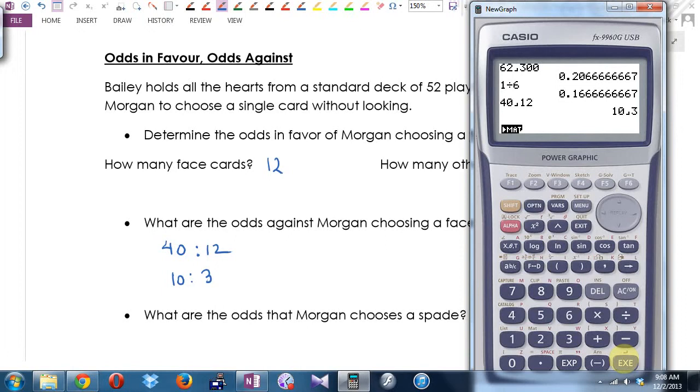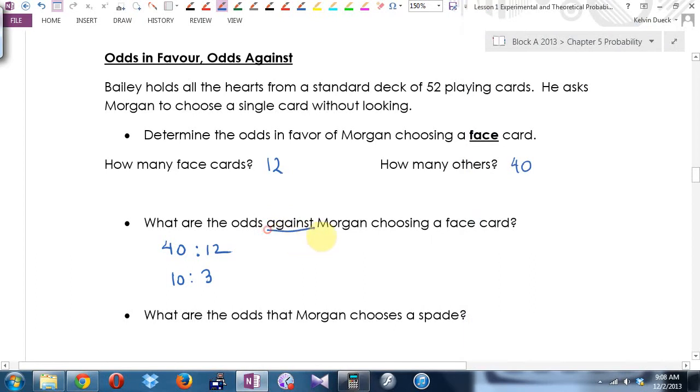Now, Mr. Dueck, wait a minute. I thought you said answers couldn't be bigger than 1. 10 over 3 is bigger than 1. This is not a probability. These are odds. This is saying how many ways to fail, how many ways to succeed. That's if we wanted the odds against. And this question said the odds, we should underline the word against. By the way, did you get a face card? Yeah. Hey, great. He beat the odds.